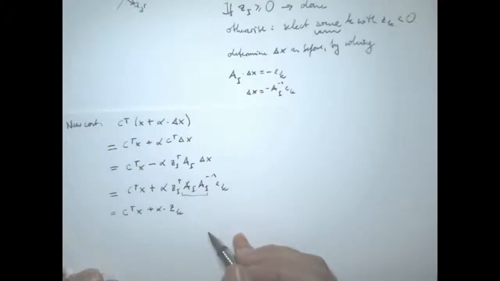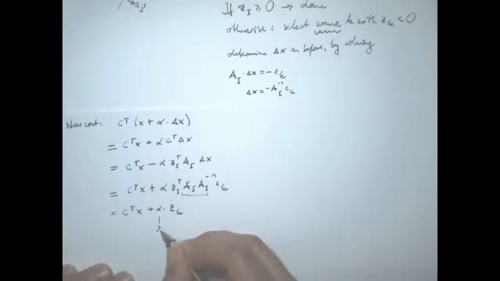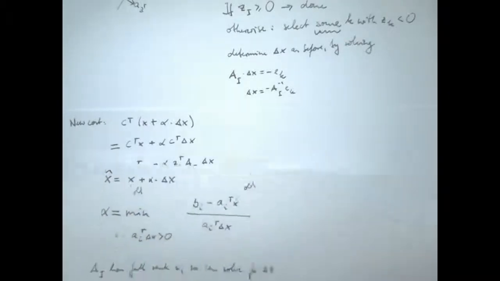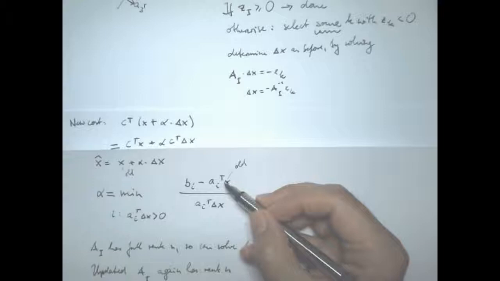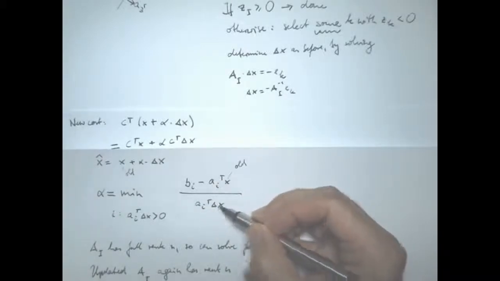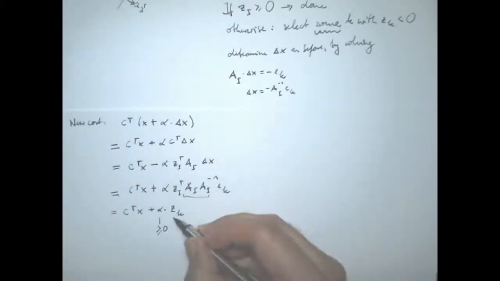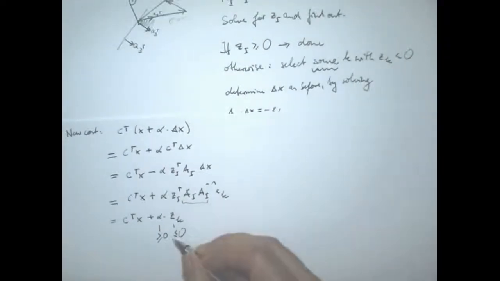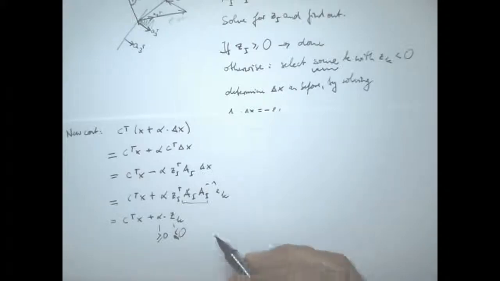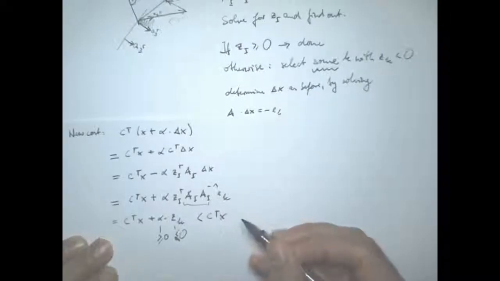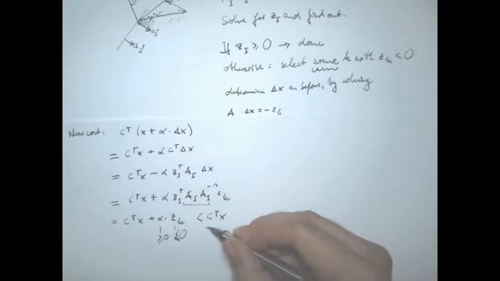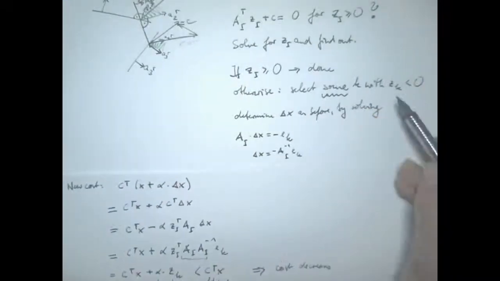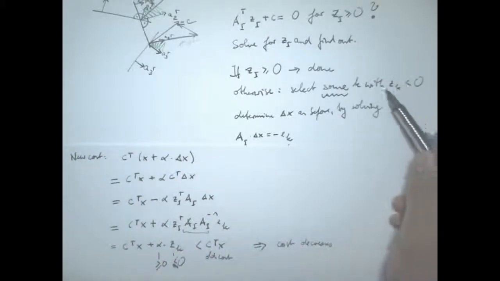Okay, and alpha is a non-negative multiplier because, so we determined alpha here, and the numerator is non-negative and the denominator is positive, so alpha overall is non-negative. And zk itself was strictly less than 0, because that's how we selected it. And hence this is going to be less than C transpose x. So this is the new cost, this is the old cost, and we find that overall the cost decreases if we move away from one of the unhelpful constraints.